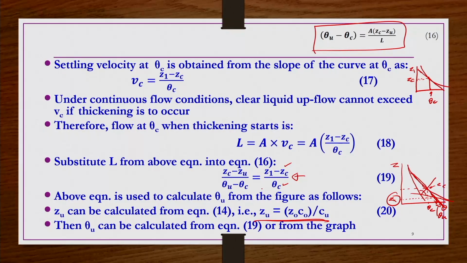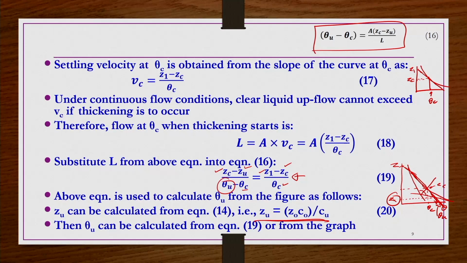In this equation Zc you already calculated, theta c you already calculated, and Z1 is nothing but the intercept of the tangent at theta equals theta c, which is also known. Zc is there. So if you calculate Zu from here and substitute here, theta c is also known, and the only unknown is theta u.